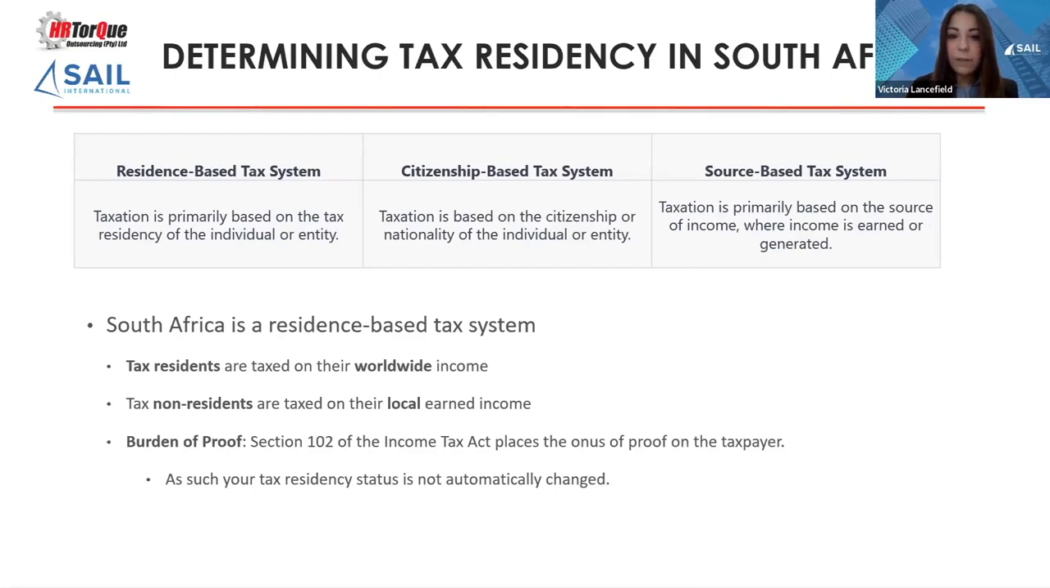Now, why do you have to cease tax residency? The reason for that is because the onus of proof falls onto each taxpayer themselves to prove anything, declare anything, make amendments, submit. Nothing is automatically changed. Therefore, even if you do break our residency tests, you're still considered a tax resident until the point that you formally change your status. Speaking of residency tests, I'm going to hand over to Erin to talk us through it.